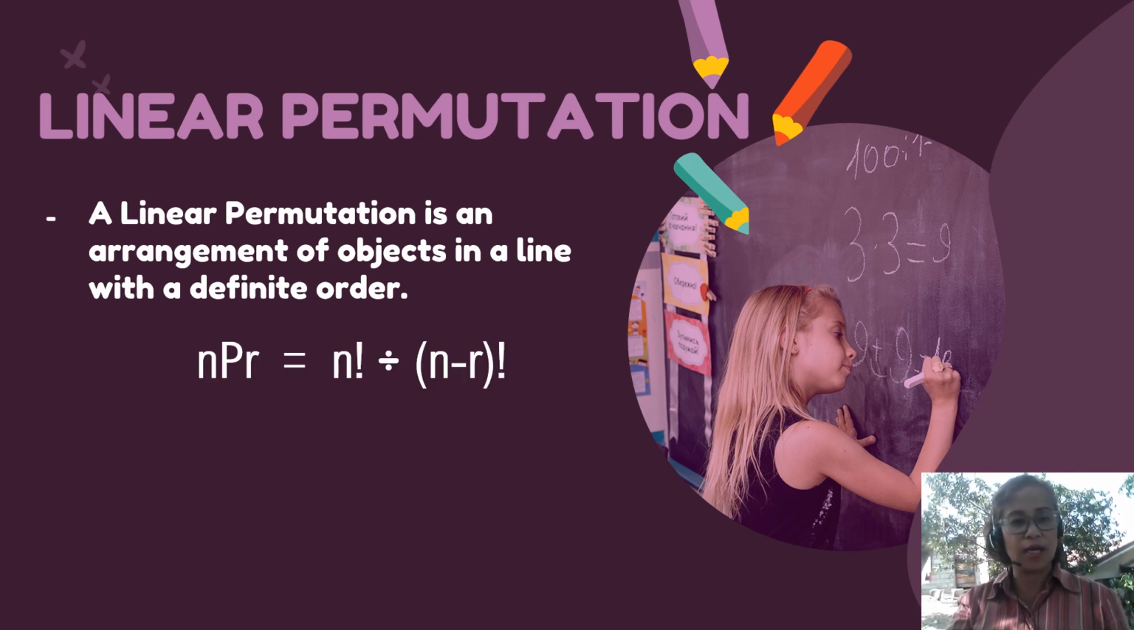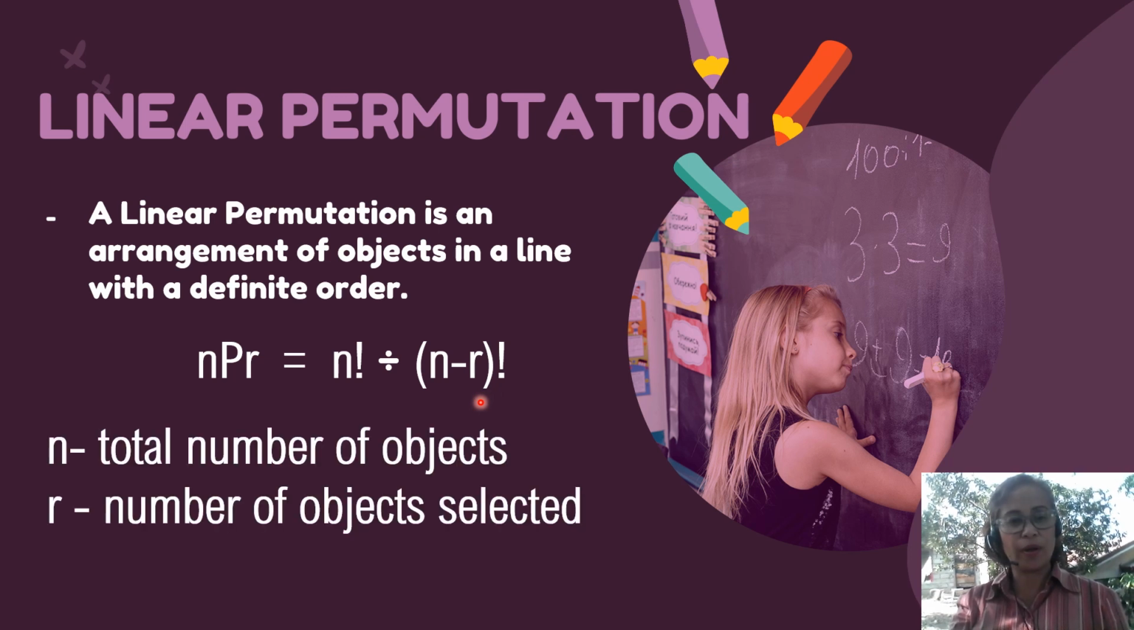It is known as nPr equals n factorial divided by the quantity n minus r closed quantity factorial, where n is the total number of objects and r is the number of objects selected or taken at a time.